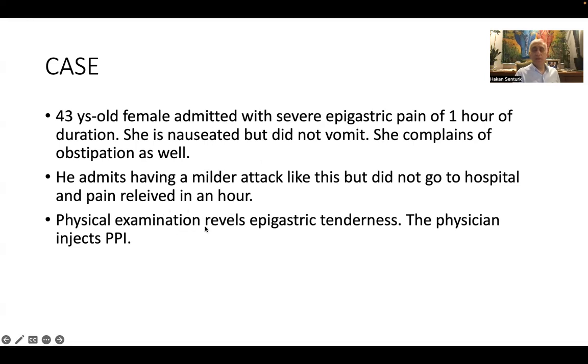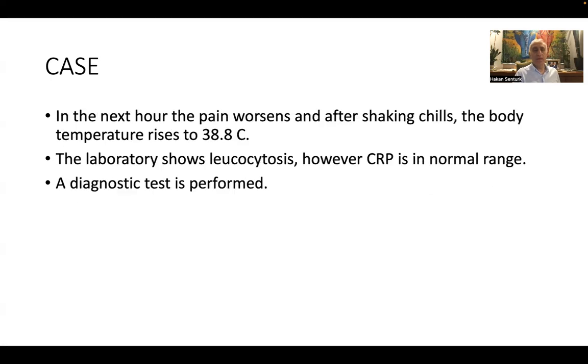The physician injects PPI with the diagnosis of gastritis, but in the next hour, the pain worsened and shaking chills happened, and the body temperature rose up to 39 degrees Celsius. Leukocytosis is present, CRP is normal in the early stages. A diagnostic test is performed, that is ultrasonography. In this patient, you expect pain at the Murphy area, the area under the arcus costarum in the mid-clavicular line. If you palpate here, there is pain in acute cholecystitis.